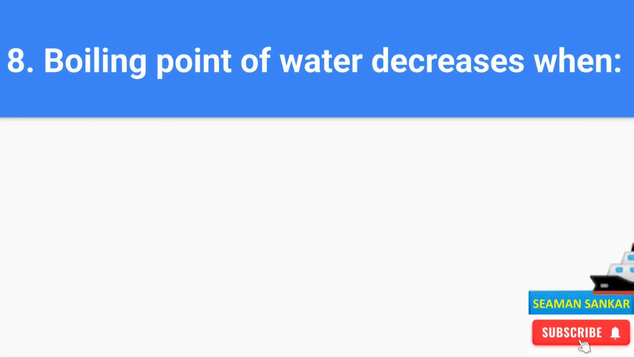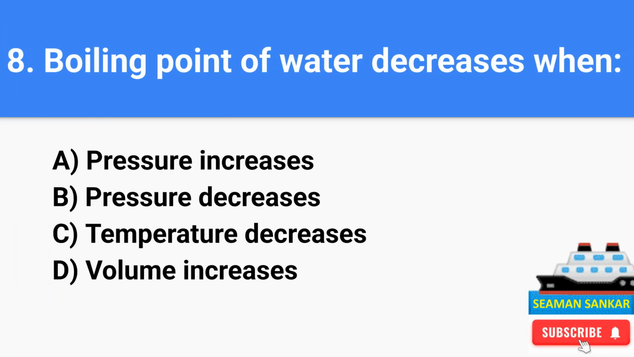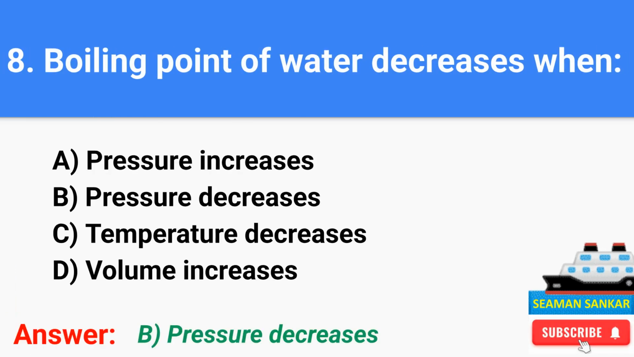Question 8. Boiling point of water decreases when A. Pressure increases, B. Pressure decreases, C. Temperature decreases, or D. Volume increases. The correct answer is B. Pressure decreases. A reduction in pressure lowers the temperature at which water boils.